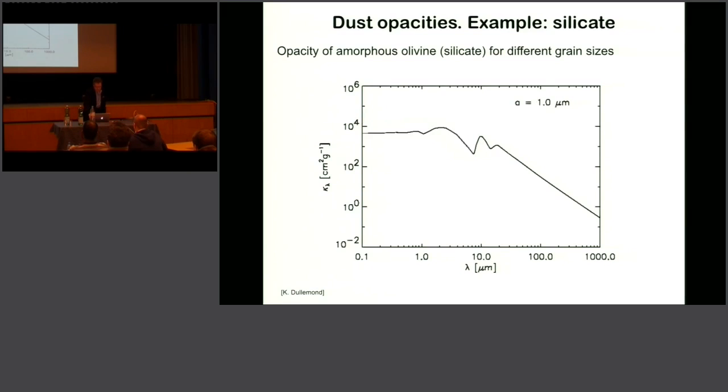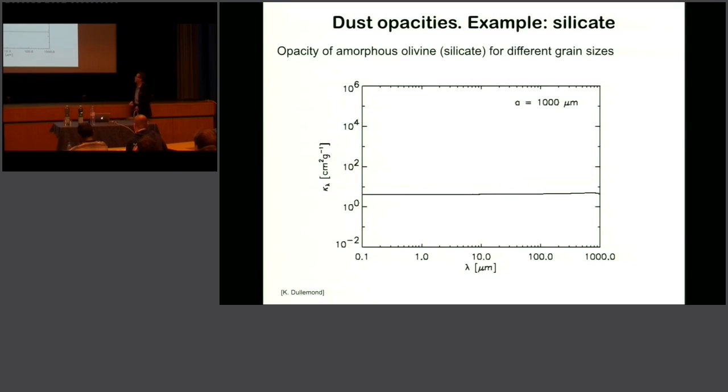So if you increase the size of the grains, you see this effect: you are washing out the features. If you end up with fairly large grains, okay, 1,000 micron grains, then your opacity is essentially gray, because you are observing at wavelengths that are smaller than the grain size. So potentially this is a very good probe of tracing the growth of grains, the process that was discussed yesterday.